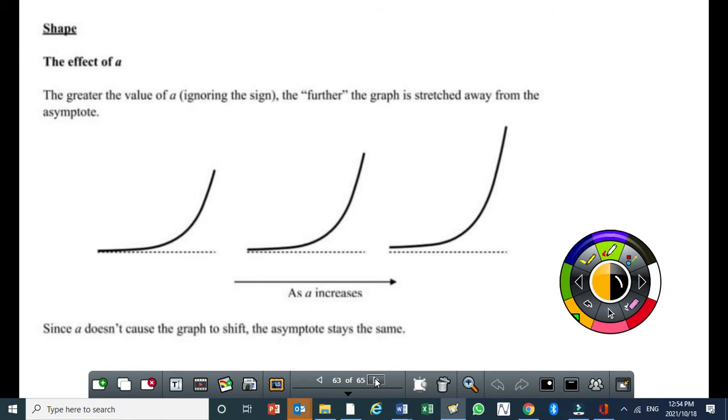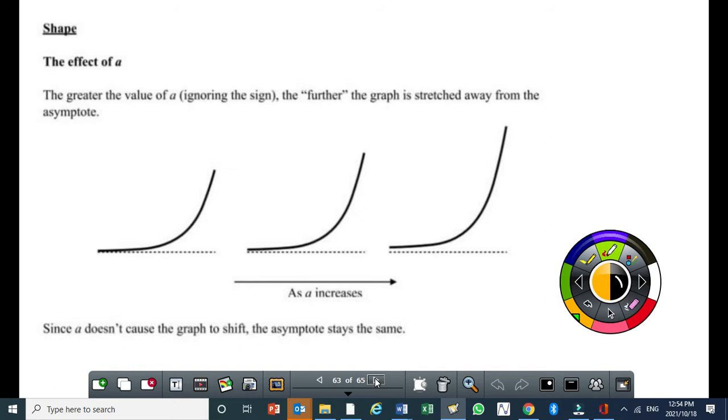now, as the value of a increases, you'll find that the graph height is stretched away from the asymptote. Okay? When the value of a increases, then you find that the graph is stretched away from the asymptote. So it will look like this. But generally, we won't test you on the detailed effect of a. Okay, you will never get a question on that.